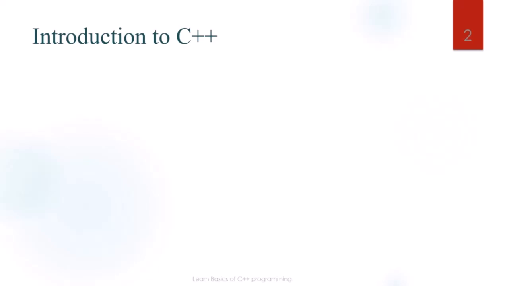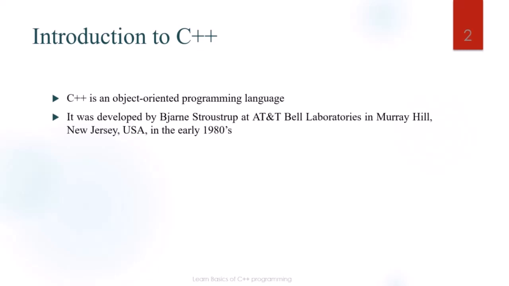In this, we are going to see who invented the C++ language and what was the earlier name of the C++ language. C++ is an object-oriented programming language. It was developed by Bjarne Stroustrup at AT&T Bell Laboratories in Murray Hill, New Jersey, USA in the early 1980s.